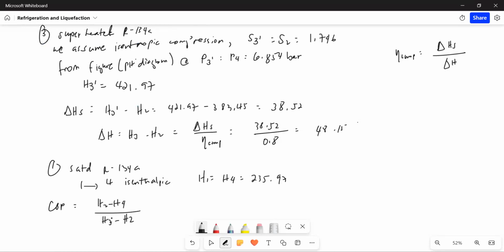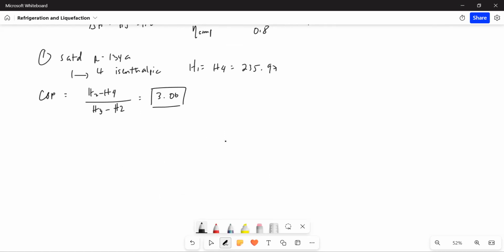Okay, so we derived this during our class. So just plug in all the values. You will get 3.06. Yeah, so that's the COP. How about the mass flow rate?